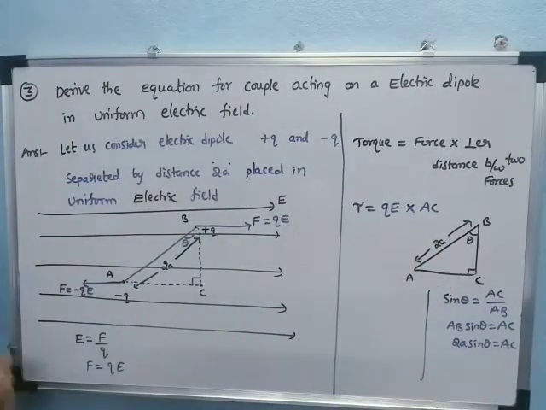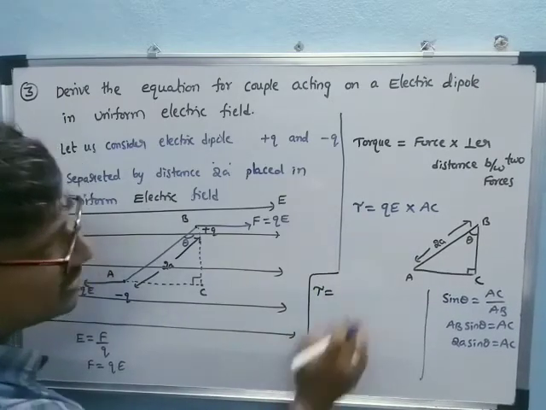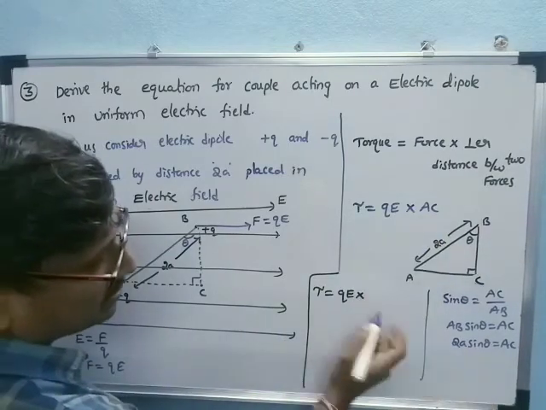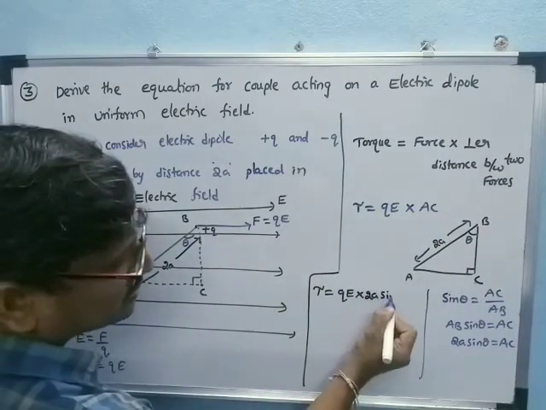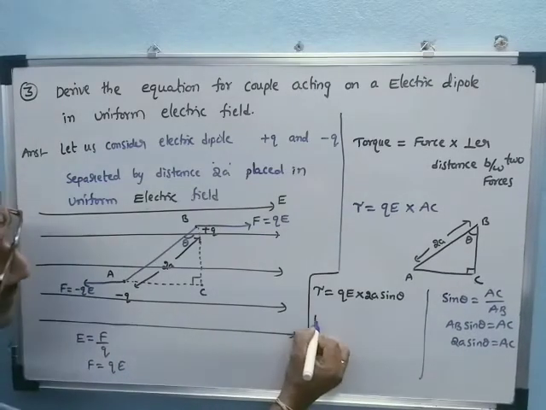Then the torque tau is equal to, so what is it? Q into E into AC. AC is equal to how much? 2a into sine theta. But we know that.